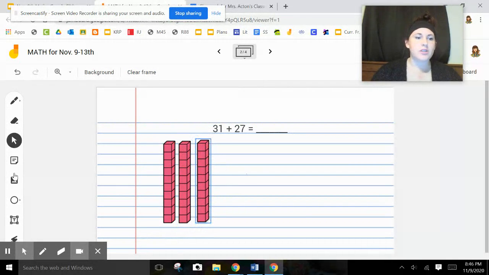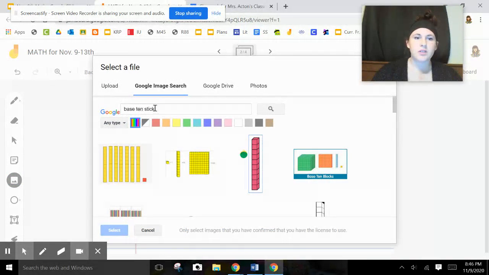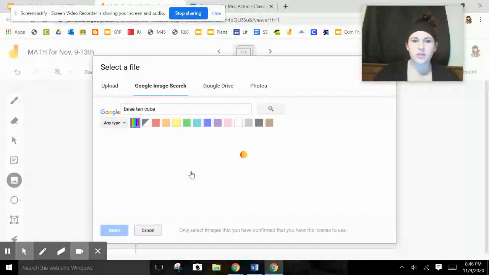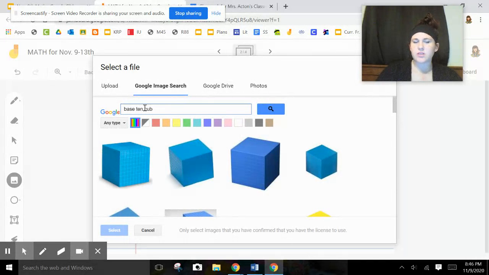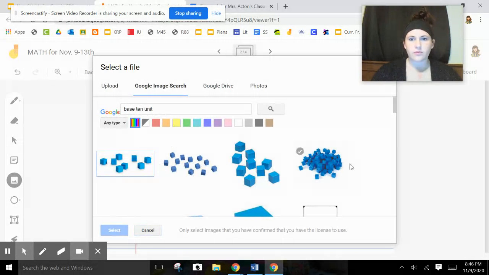And then I could go to Google image search, base 10 cube. Oh, that's the big cube. I think it's called a unit, I think is what it's called. But that's not as fun as just saying a ones cube. Oh, there's a whole bunch of them.